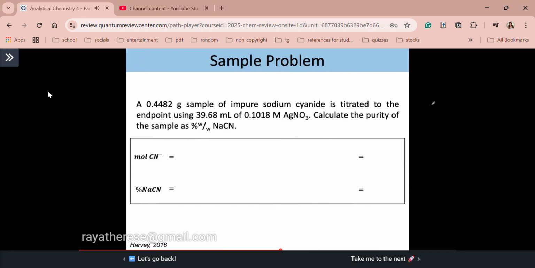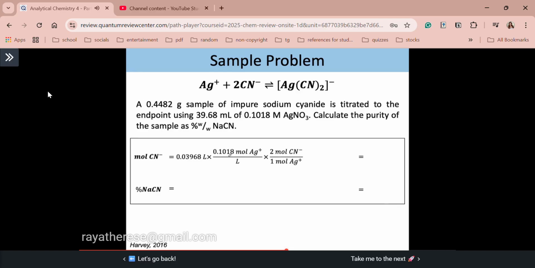Now, solve that yung problem na nasa manual ninyo. So tandaan nyo class, 1 mole of silver will need 2 mole of cyanide. You saw the structure of the complex. Silver at the middle, then you have 2 cyanides left and right, linear na complex. A 0.4482 gram sample of impure sodium cyanide. O ayan ha, ganyan yung mga problem. So cyanide being analyzed, being titrated with silver. O see? So dapat may feeling ka na, alam ko na this is Liebig method. Calculate the purity of the sample as percent by weight sodium cyanide.